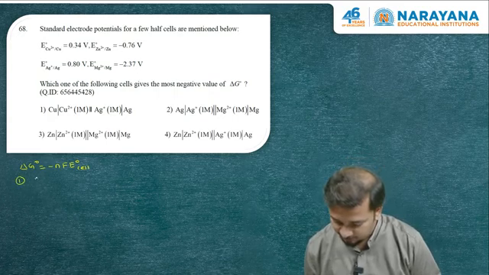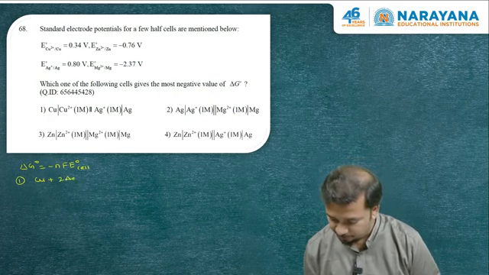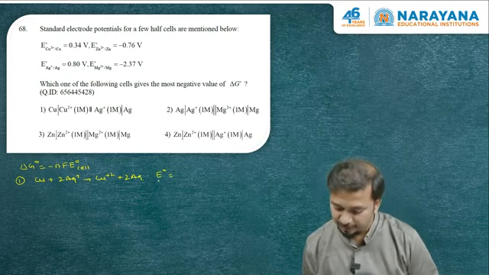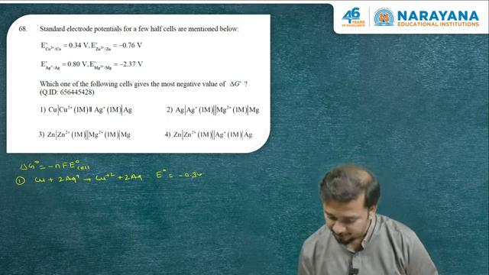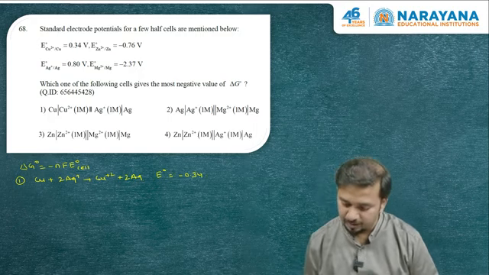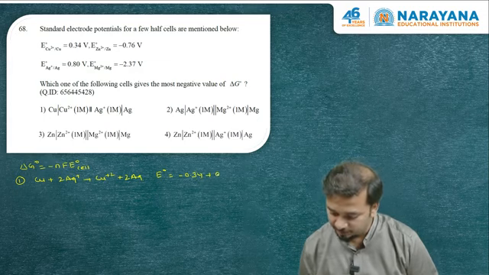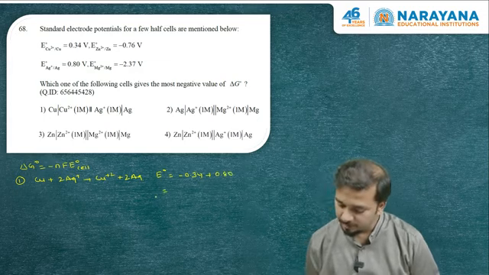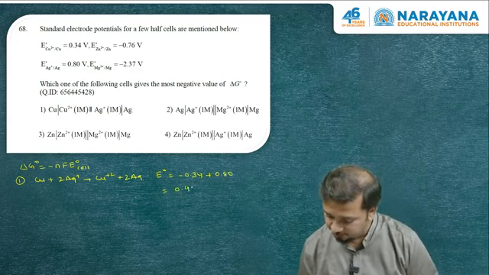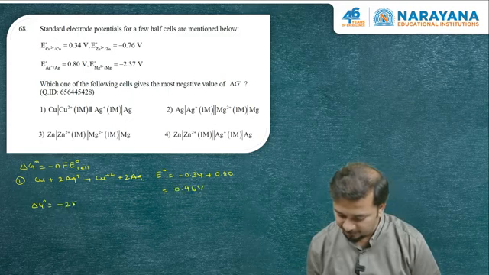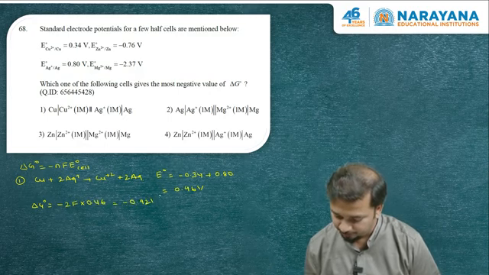First one cell will be Cu plus 2Ag plus will give Cu plus 2 plus 2Ag. E naught for this cell will be minus 0.34, Cu is getting converted to Cu plus 2, so it is minus 0.34, plus Ag plus is getting converted to Ag, so it is 0.80. So that will be 0.46 volt, and delta G naught is equal to minus of 2F into 0.46. So it is approximately minus 0.92 Faraday.